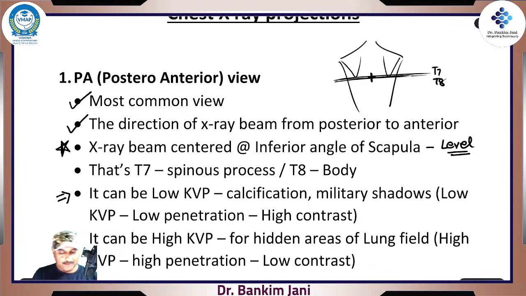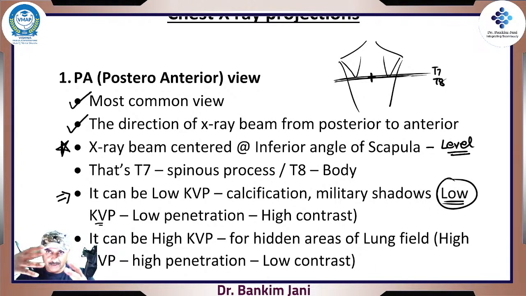T7, T8. Now comes that point. You want things to be seen crisp and clean, so you want low penetration. You don't want all the X-rays to pass through, because when most of the X-rays pass, it will make the complete thing black. It would be overexposed. You want to see calcifications, those small shadows, in more detail. You want to differentiate between various structures. So that's where you'll be using the low kVp. As you decrease the kV, you'll find that so many structures can be seen.